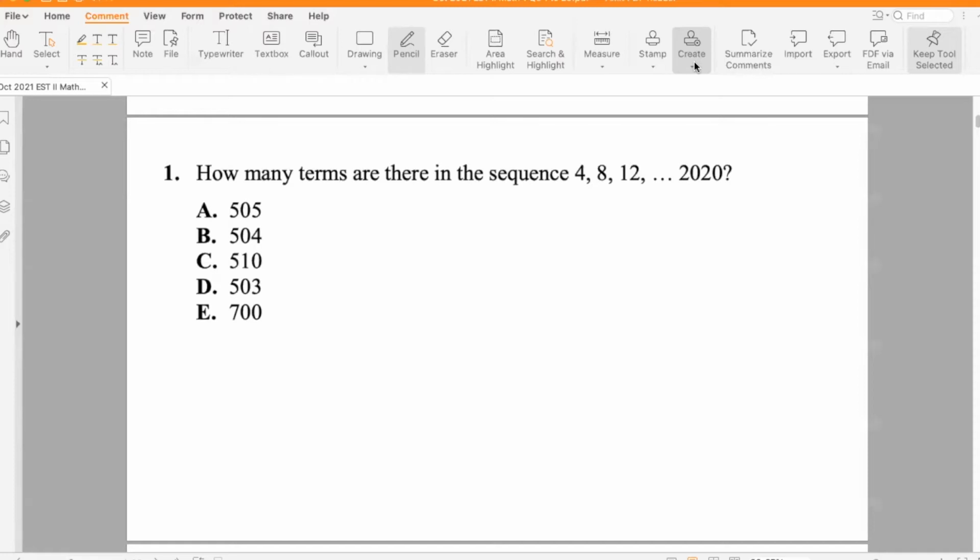Question 1. How many terms are there in the sequence 4, 8, 12 up to 2020? So this is an arithmetic progression. I can write this as 4 times 1, 4 times 2, 4 times 3. So the number of terms would be 2020 divided by 4, so 505. That's option A.